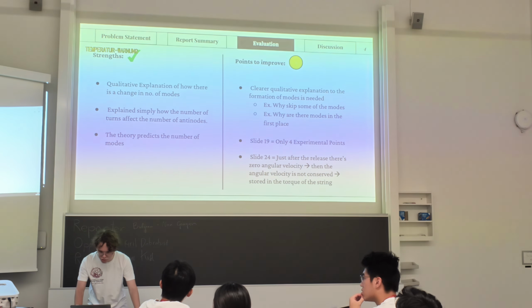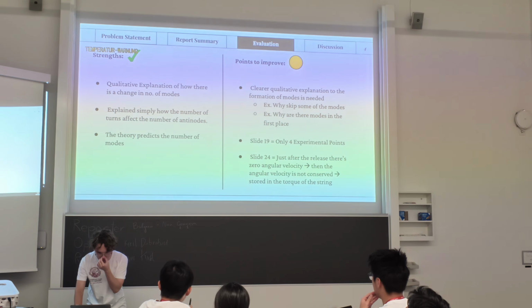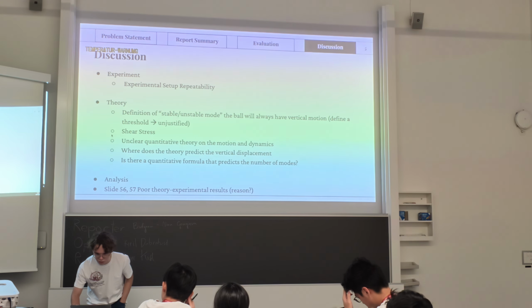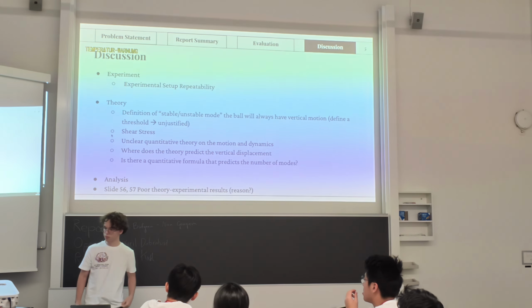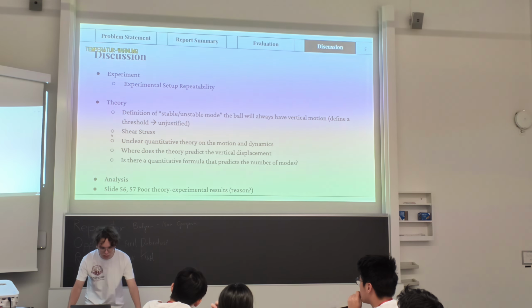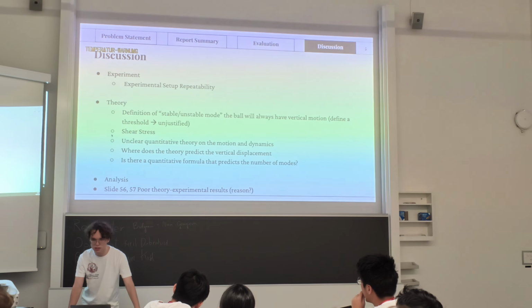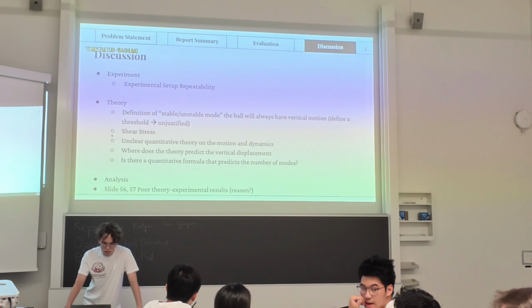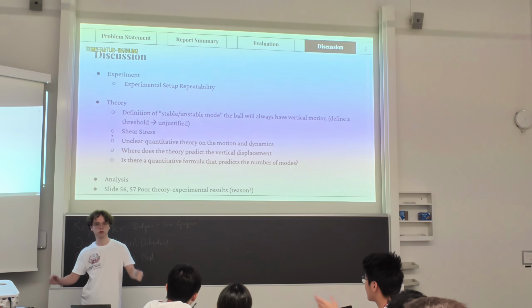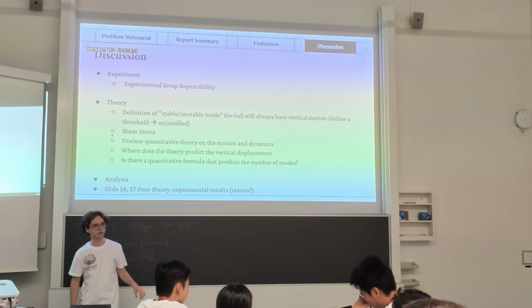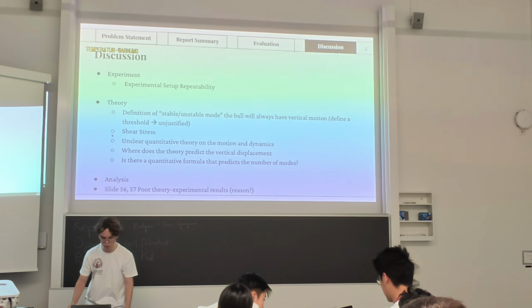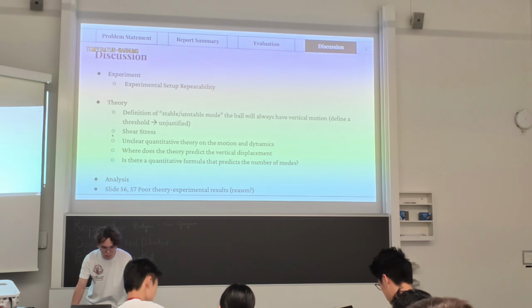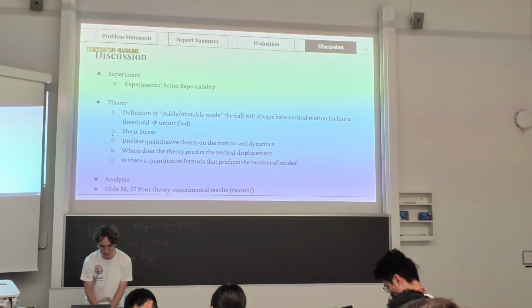For slide 24, just after the release, there is 0 angular velocity. Then the angular velocity is not conserved, stored in the top of the string. So here are some points of the discussion we're going to touch further. First is repeatability of the experiments, which I'm not sure about. Second is the definition of the stable and unstable mode. I want to hear a clear definition of the standing waves and how they're produced. Third is the shear stress and unclear quantitative theory of the motion and dynamics.